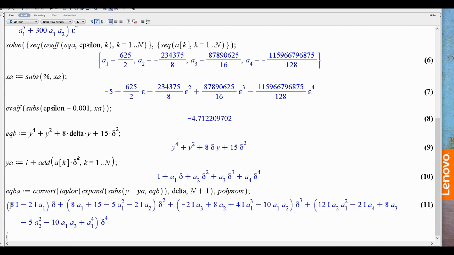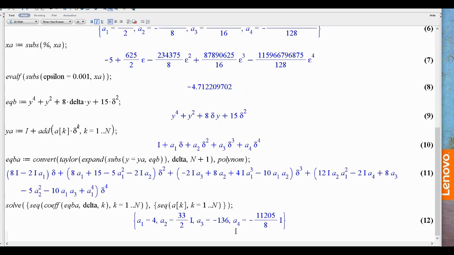And then over here you see a is real and so on, and delta, delta square, delta cube, delta to the power 4, and then I will say solve the sequence of the coefficient in EQBA of delta to the power k, k equals 1 to n. Solve the sequence of a k, k equals 1 to n. Here it is. This is the answer. Once again you see that these coefficients are increasing rapidly, and in fact it's also interesting. One is real, then one is imaginary, then one is real, then one is imaginary. So you have to work with complex arithmetic, but that's all right.